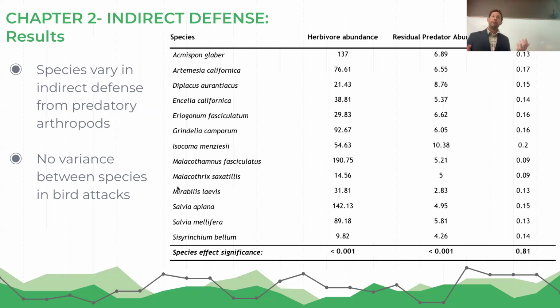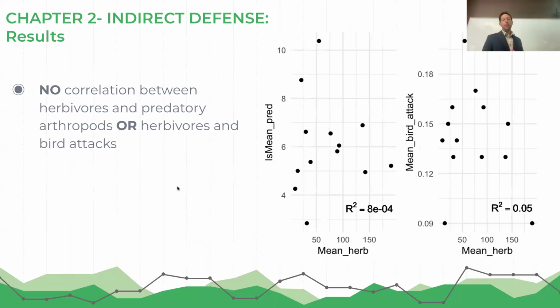But interestingly, there's no variance in bird attacks. So plants do not differ in terms of bird attack rates, which may suggest that plants are not recruiting birds indirectly for defensive purposes. Birds may be attracted to other aspects of the plant, but not necessarily for attacking herbivores. So that was our first thing that we looked at. Then we examined correlations between herbivore densities and predatory arthropod densities, as well as herbivore densities and bird attack rates. And we found nothing. No correlation exists between the two.